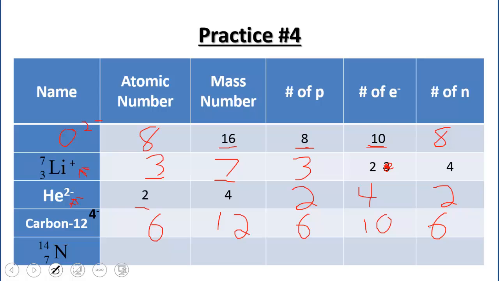And then lucky nitrogen, just by itself, there's no charge, so nitrogen's neutral. Atomic number for nitrogen, element 7. Mass number is 14. Since it's neutral, protons equal electrons, and then 14 minus 7 is 7.